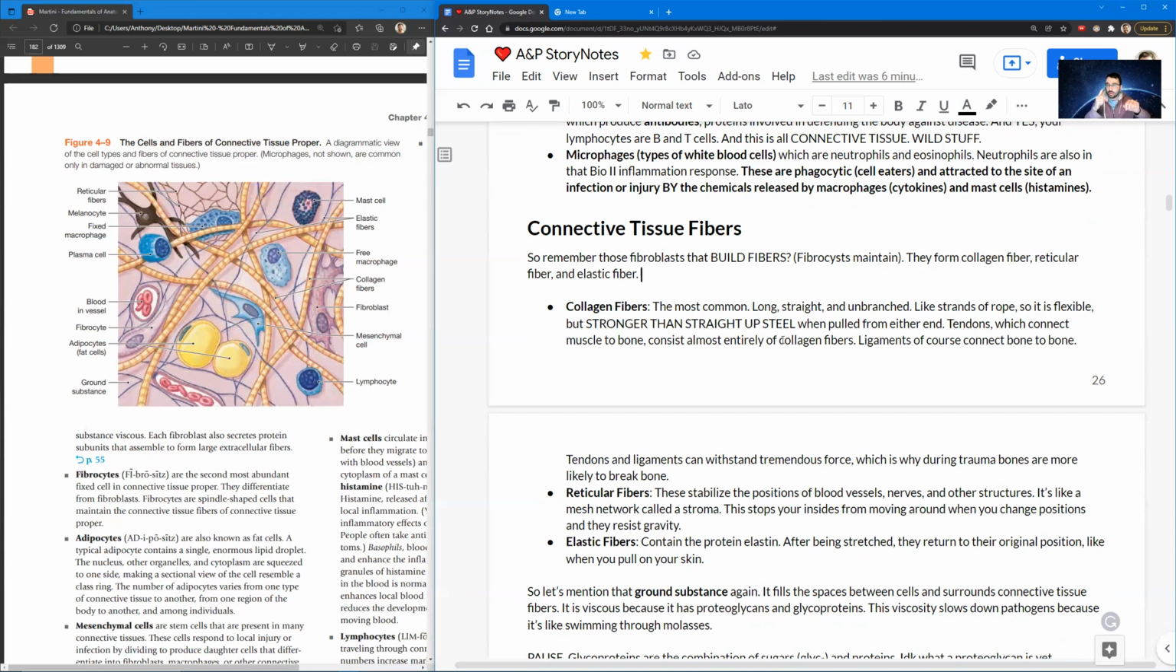So you can think about, you know, your finger can bend easily, but pulling, this might be a bad example. It's hard to separate in that way. So tendons, which connect muscle to bone, consist almost entirely of collagen fiber. So you can think, muscles are very flexible, but when you pull, stronger than steel. Pretty crazy. All right. Tendons and ligaments can withstand tremendous force, which is why during trauma, bones are more likely to break.